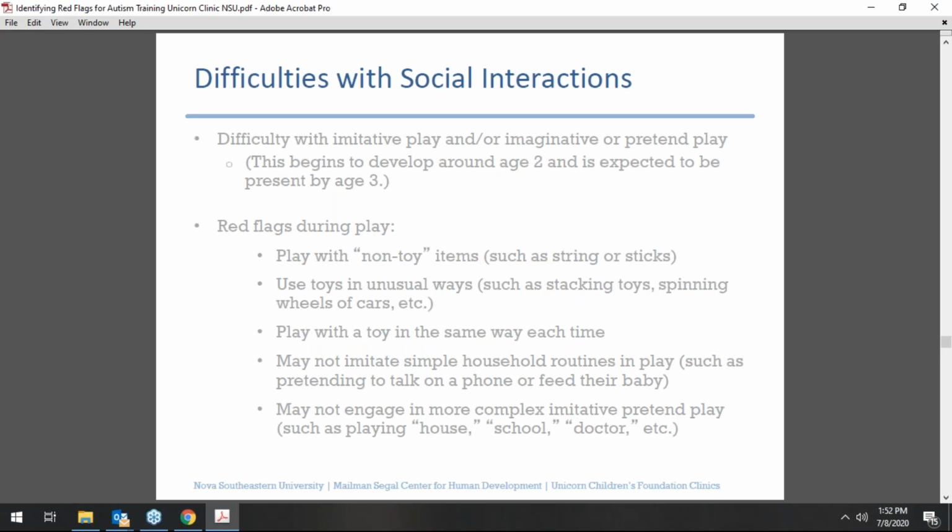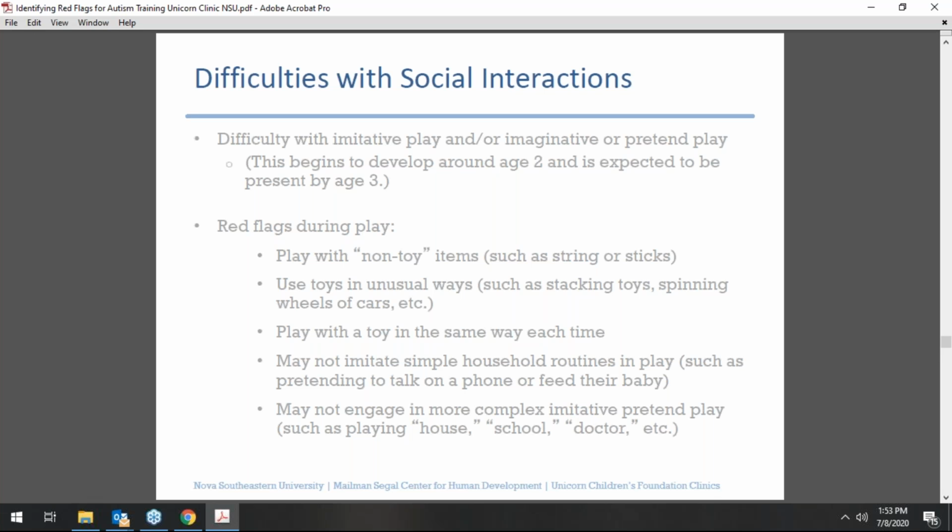And then like I said, the more complex imitative pretend play, like playing house, school, doctor, tends to be more limited. I remember doing a class observation. I've done observations in typically developing classrooms and classrooms with children with special needs. I had to do two observations in one day, and one was in a classroom with typically developing children, about 3 or 4 years old.